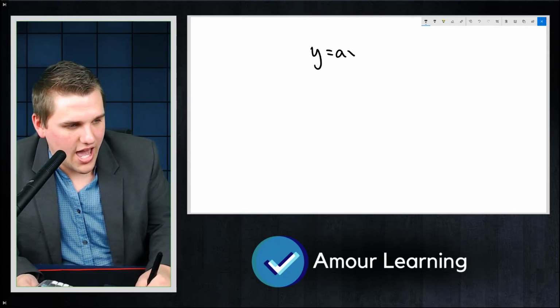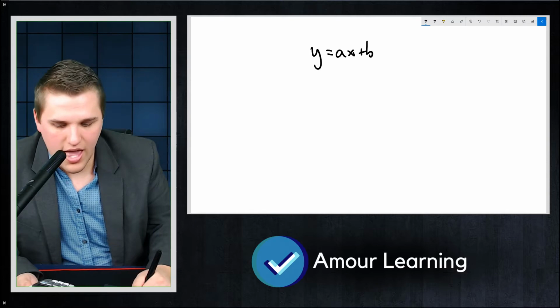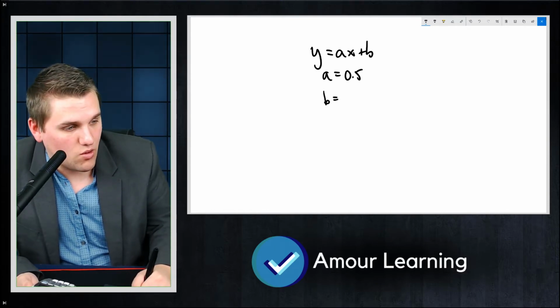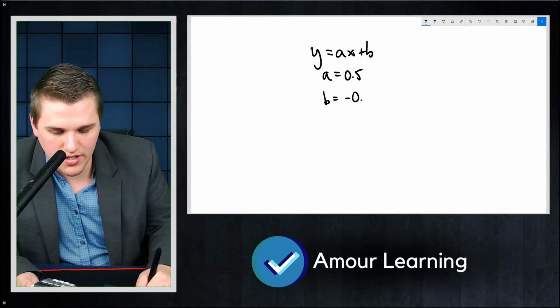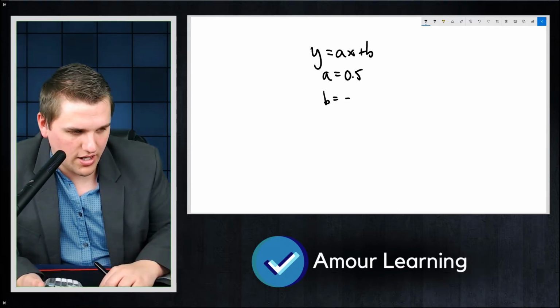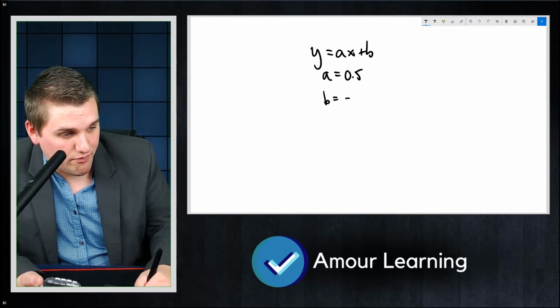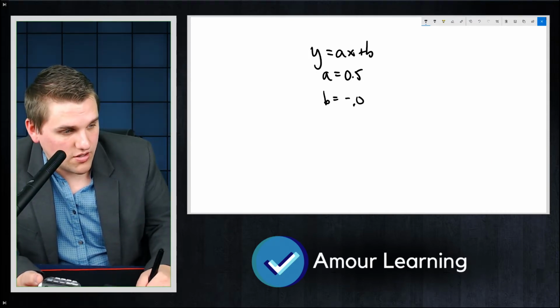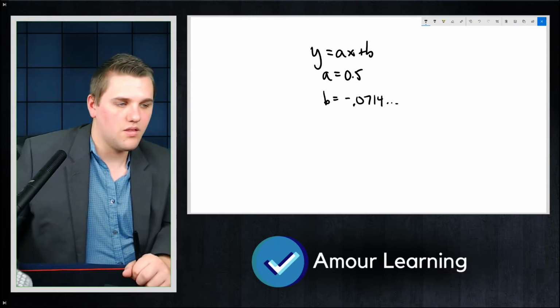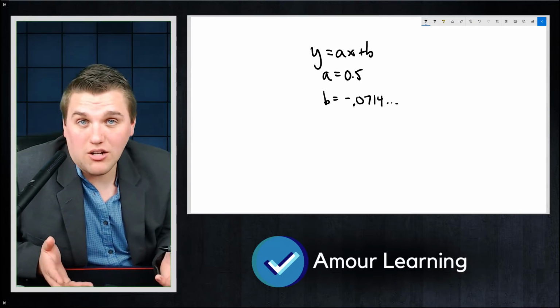Y equals AX plus B, A equals 0.5, B equals negative 0.07. Here, I'll put in exactly what it says here. Negative 0.0714, and so on. So we have developed our linear relationship.